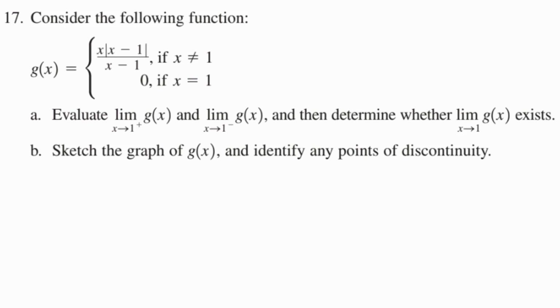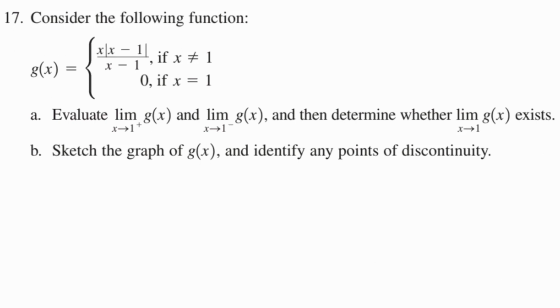Hi everyone, and let's take a look at number 17. Consider the following function g of x, which is a piecewise function. The first piece is x times the absolute value of x minus 1, all over x minus 1, when x does not equal 1. And the second piece of the piecewise function is 0 if x equals 1.